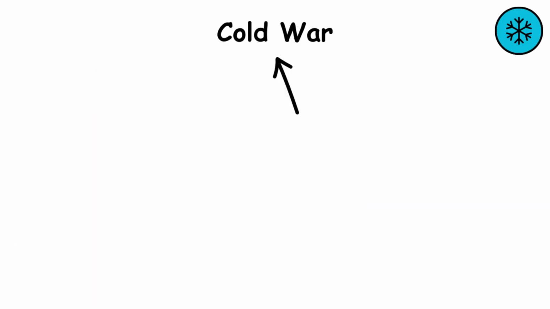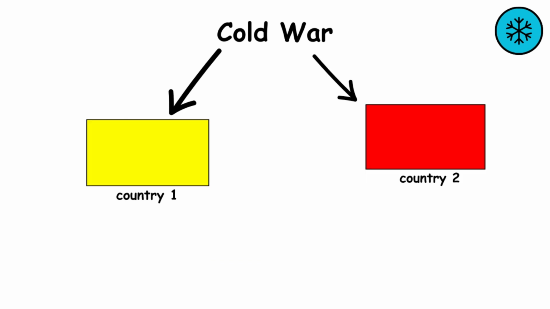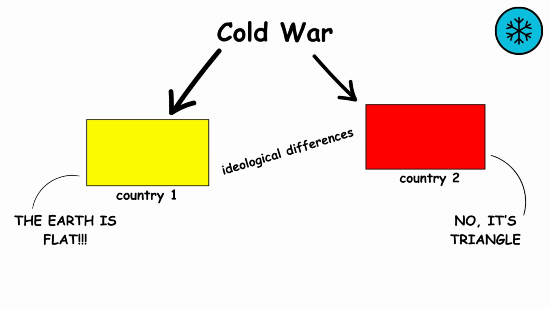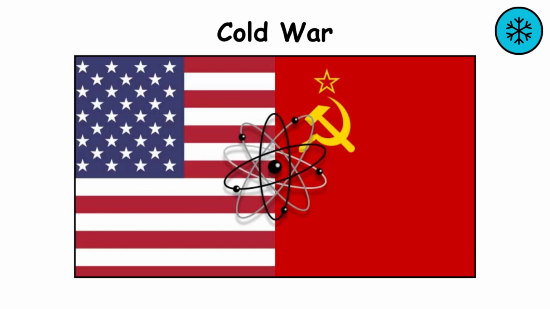Cold War. A Cold War is a state of political tension and rivalry between nations characterized by threats, propaganda, and proxy conflicts, without direct military engagement. It often involves ideological differences, spying, and arms races, such as the nuclear arms race between the US and USSR.